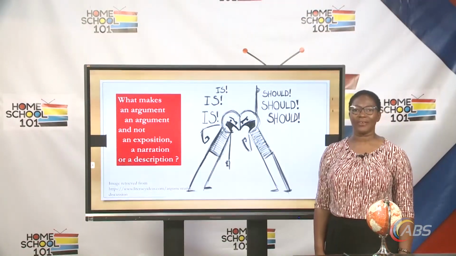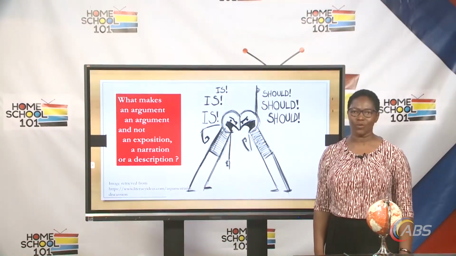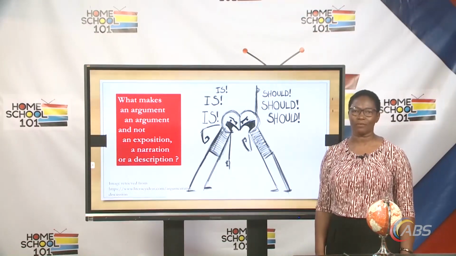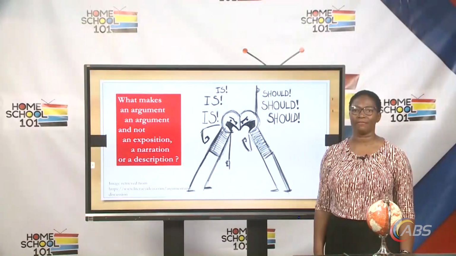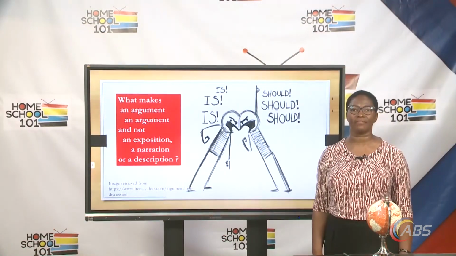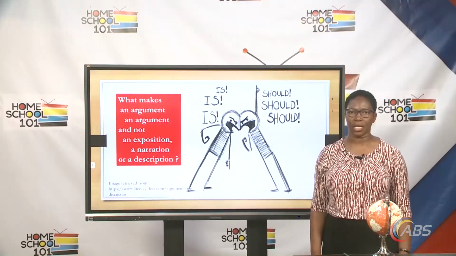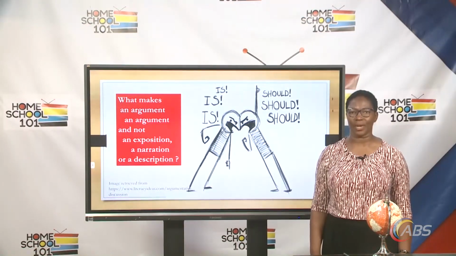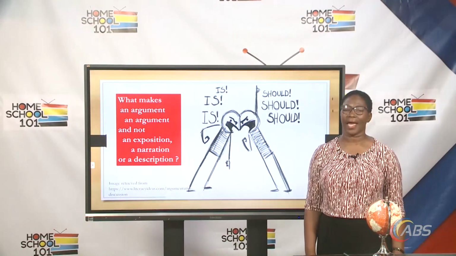I want you to look very carefully at the screen. Look at those two figures and answer the question for me. Think about it. What makes an argument an argument? We know that there are different types of discourse. We have narration, we have exposition, we have description, and we have argument or persuasion. Now, what makes an argument an argument? Think about that for a moment, and we will continue.